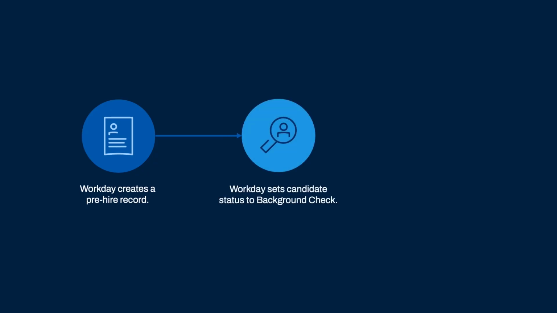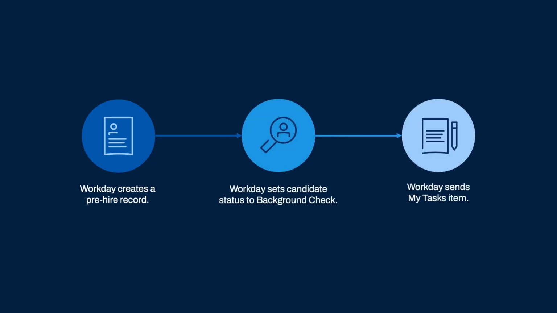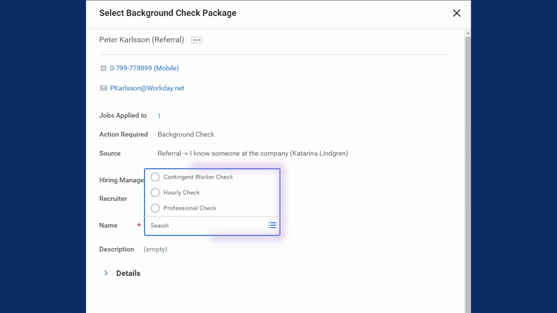When you move a candidate to the background check step, Workday creates a pre-hire record and sets the candidate status to background check. Workday also sends a designated recruiting user a My Tasks item. Then, the recruiting user can assign a background check package to the candidate.